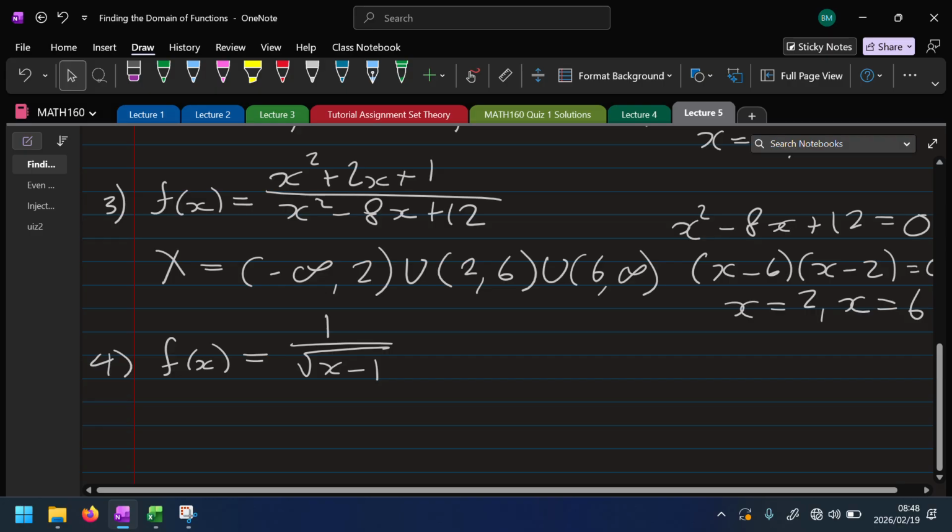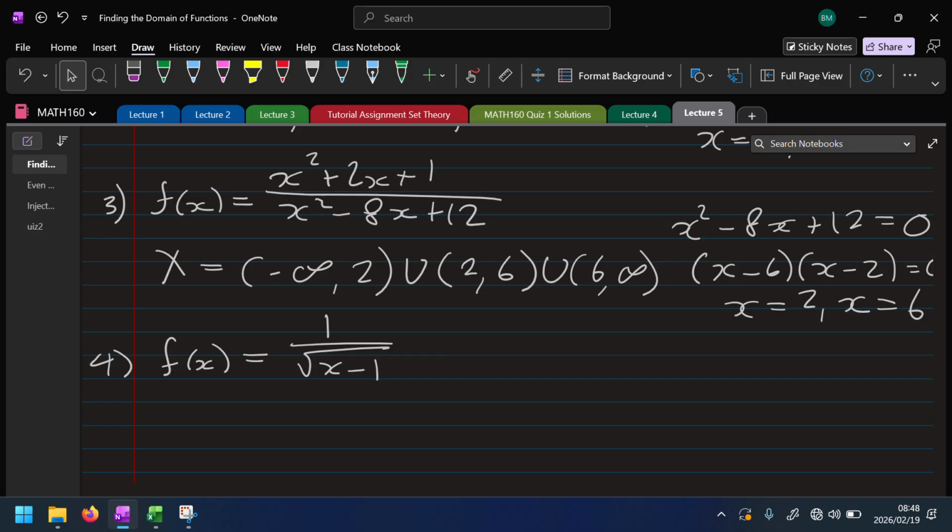But we also have the root to deal with. Because we have the root, whatever's inside the root must be positive, right? So there's 2 things we need to think about. Firstly, we're dividing by this whole thing, so it can't be 0. Second, this inside part better be positive. Okay, there's 2 things to worry about. So let's focus on that inside part being positive. So we want x minus 1 to be greater than or equal to 0.